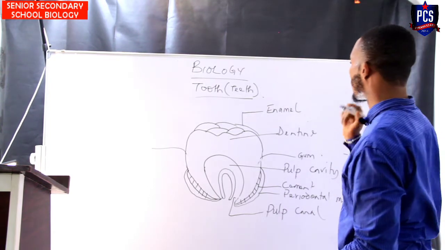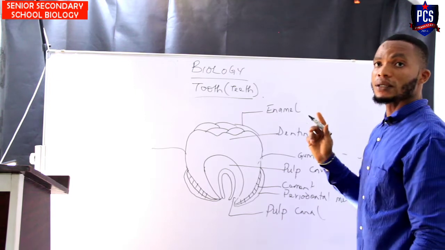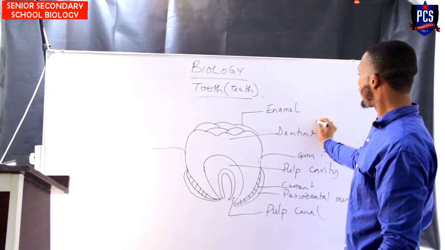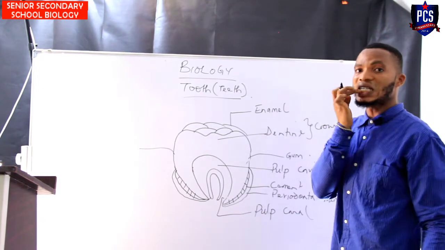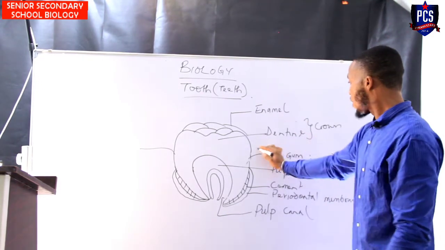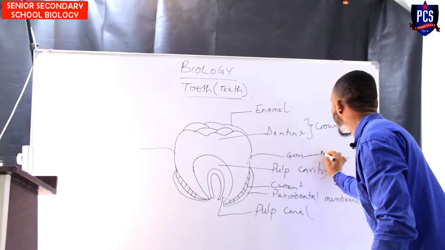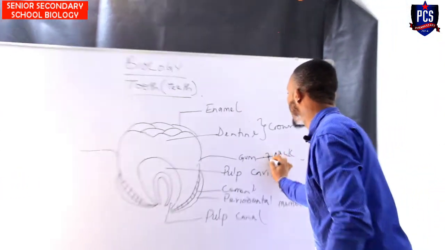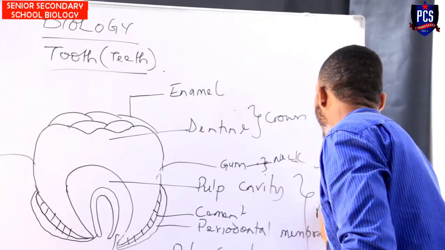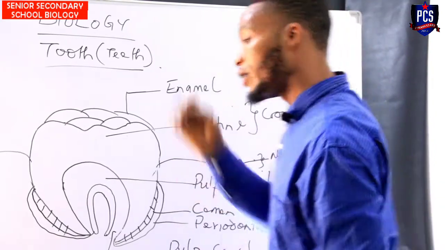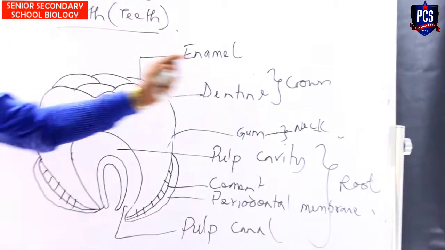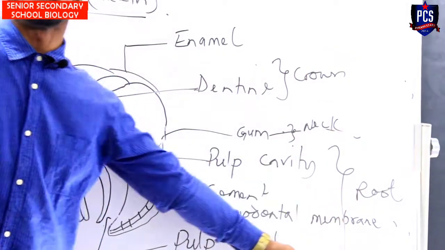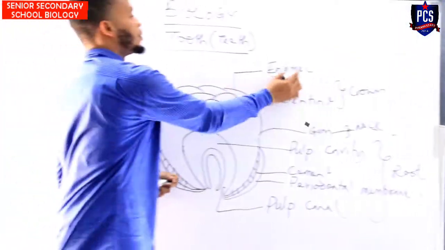Now we look at this. The tooth has three regions. Here is called the crown. That one is visible. This one you can see is called your crown. Here it's called your neck. It's just a small region. And then here is called your root. Remember, every tooth, whether it's an incisor or a canine type of tooth, has three regions: the crown, the neck, and the root.